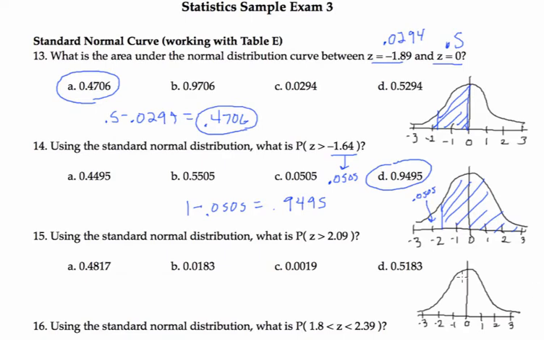Using standard normal, what is the probability that the z-scores are greater than 2.09? 2.09 is about here, so I want to know this probability. I go to my chart, I look up 2.09, and I'll find the area to the left of. So that area to the left of, right here, is 0.9817. I know the whole area is 1, so I take 1 minus 0.9817. And that'll give me the probability to the right.